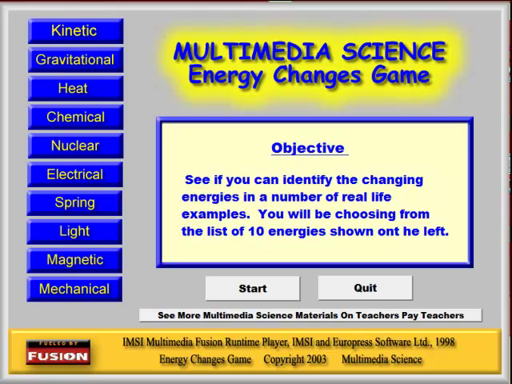So I ended up spending a lot more time on how the energy changes from one form to another to make sure that the students really clearly knew exactly where the energy was stored. I also found that some of the questions were pretty difficult, even for me. So this is the energy changes game.